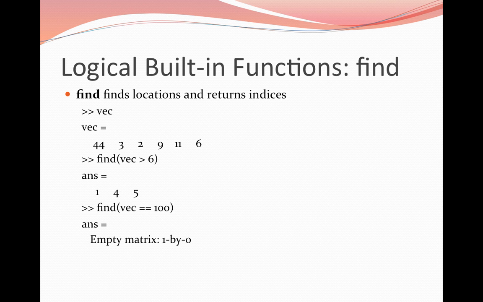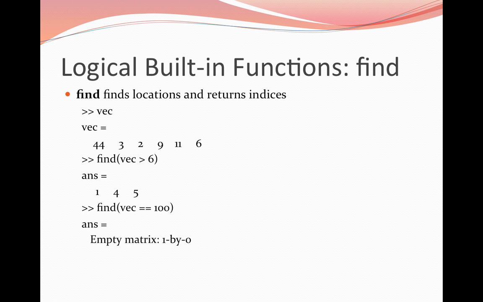The function find finds locations and returns the indices. So here's a repeat of my vector vec. If I said find vec greater than 6, then it's going to find the indices of the elements that are actually greater than 6. So in this case, the first, the fourth, and the fifth elements, the 44, the 9, and the 11, are greater than 6. But what I get is a vector of the indices.